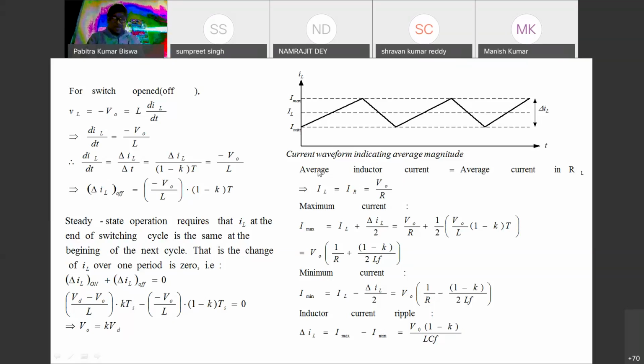Then I maximum equal to IL plus del IL by 2. So from here you have to write this equation. Then you have to find out I maximum, and similarly you have to find out I minimum, IL minus del IL by 2. You will find that del IL equal to I maximum minus I minimum. You are getting the inductor ripple current, V0 (1 minus k) by L f.